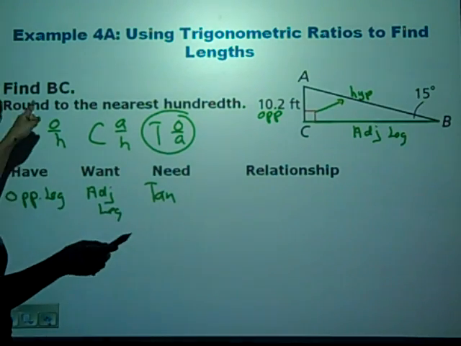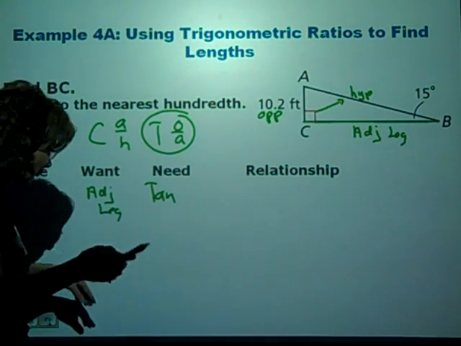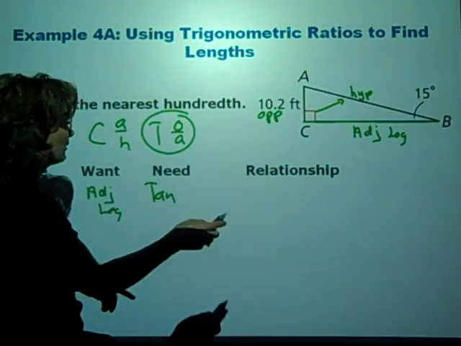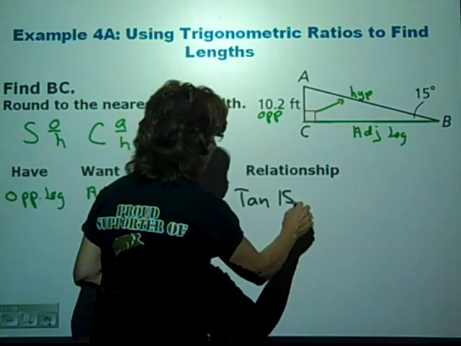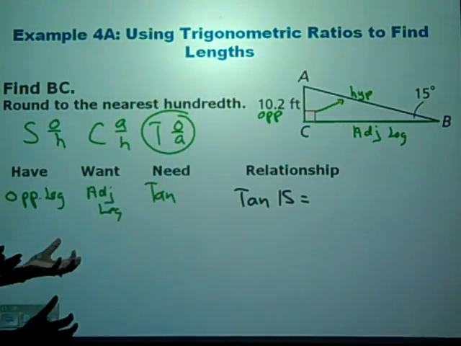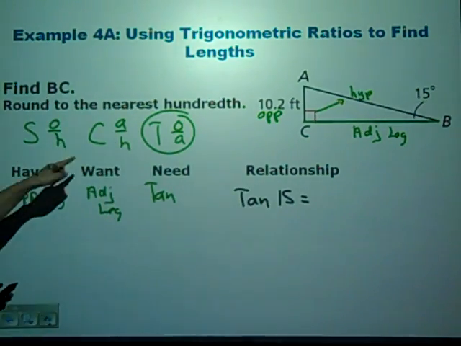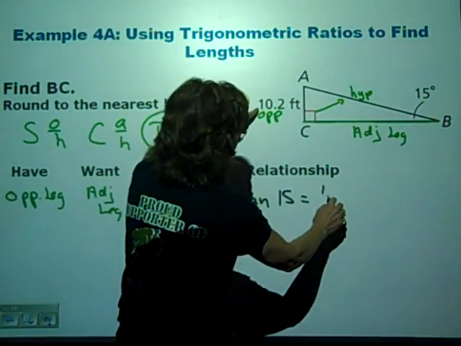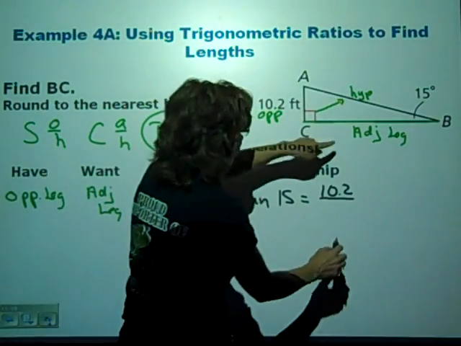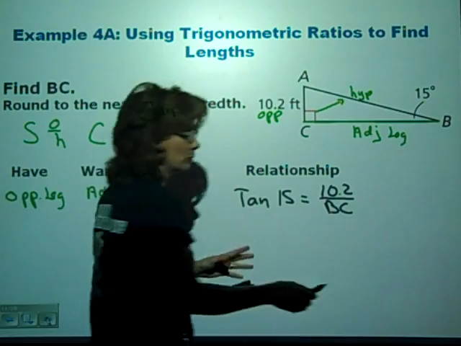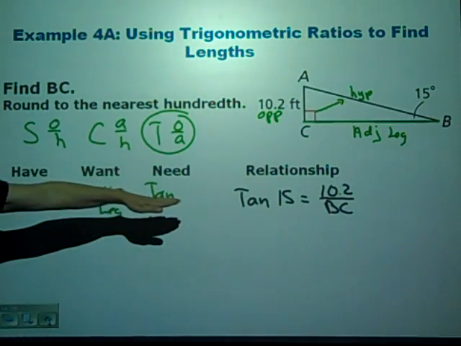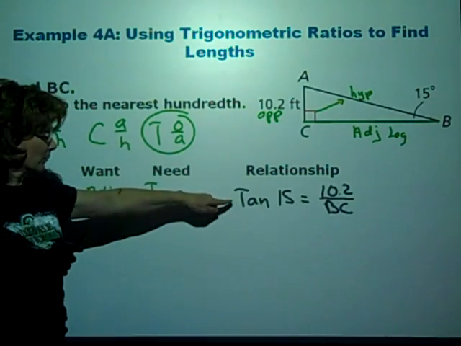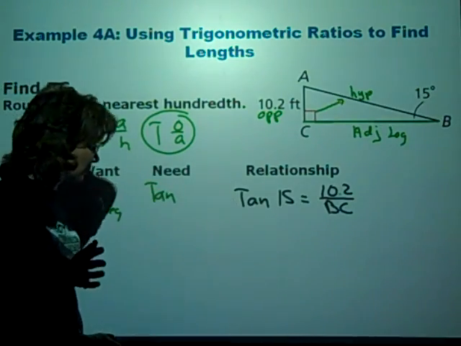So the relationship I'm going to set up to find BC is I'm going to take the tangent of 15 degrees, and that's going to be equal to the numerical ratio. It's going to be equal to this opposite leg, 10.2, over the adjacent leg, BC, which is what I want to find. Okay? So I've got a relationship. Remember, this is just a number, and I'm going to do a little algebra now.